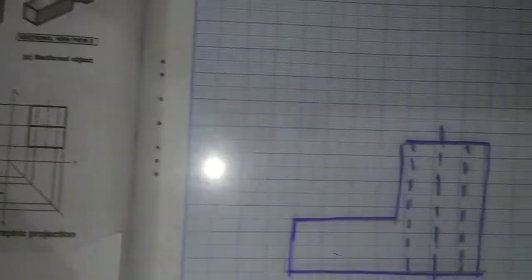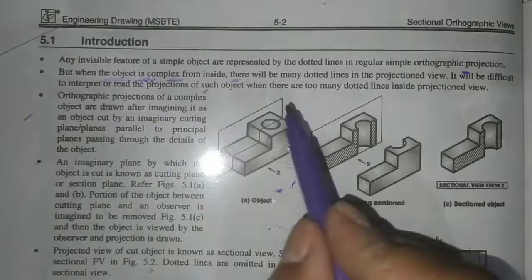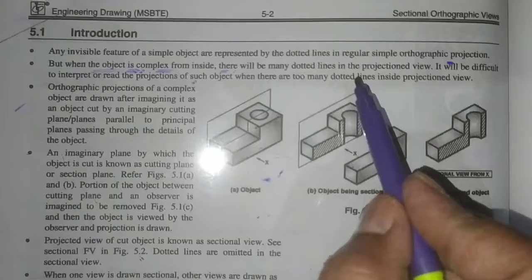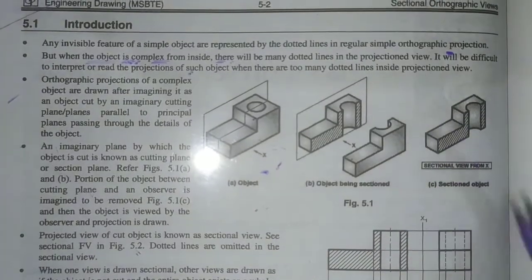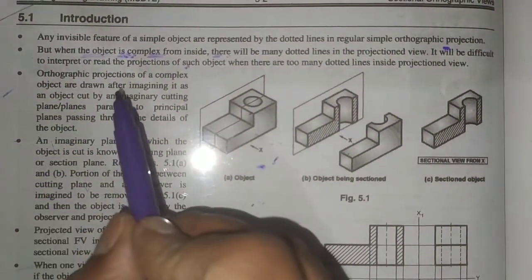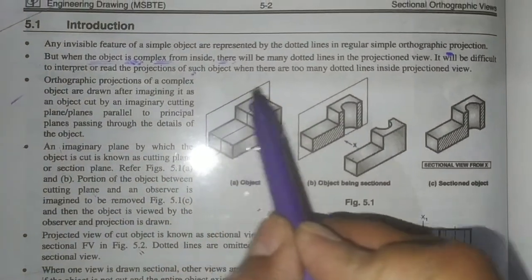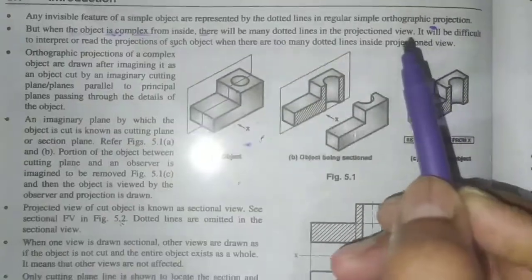Now, what do they say here? When the object is complex from the inside, there will be many dotted lines in the projection views. Projection views means front view, top view, and side view. It will be difficult to interpret or read the projections of such an object when there are too many dotted lines inside the projection views.